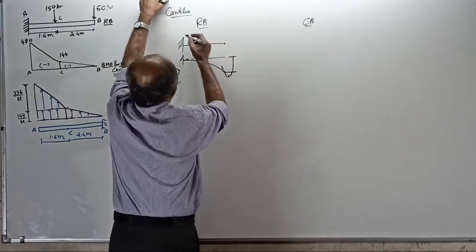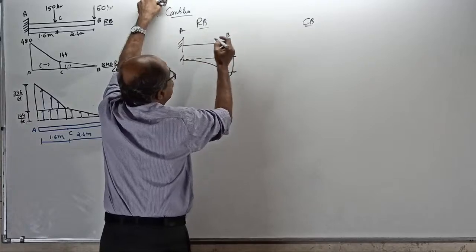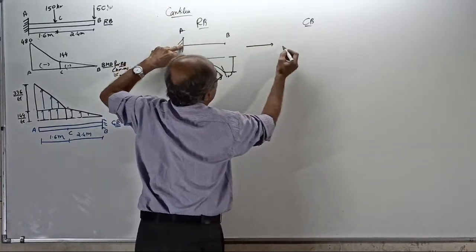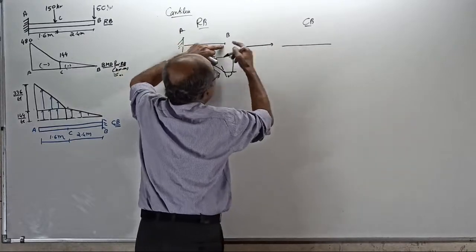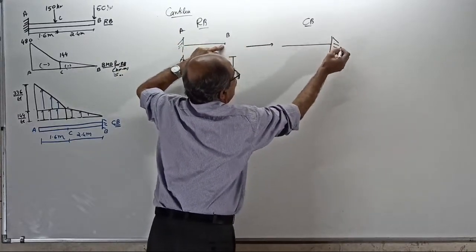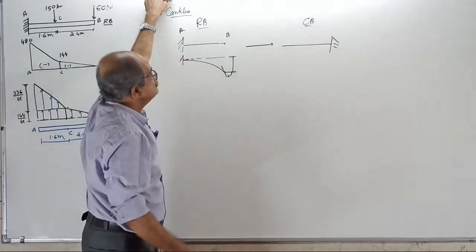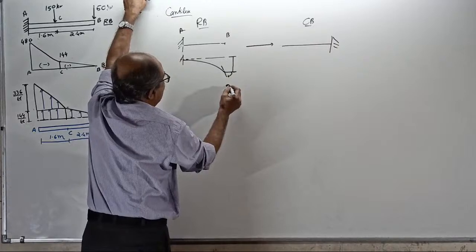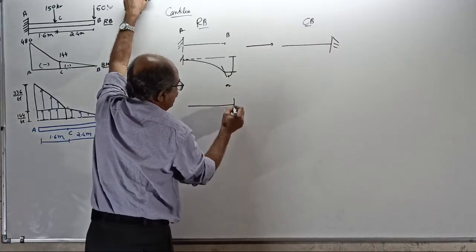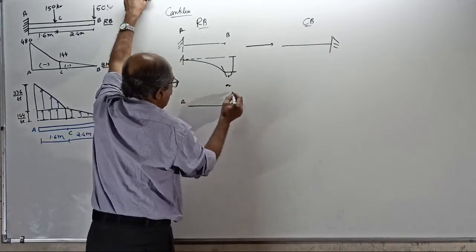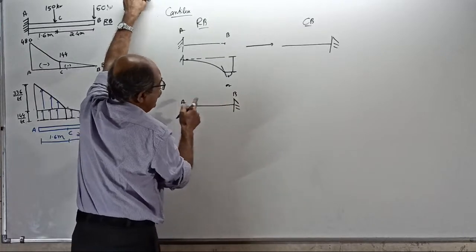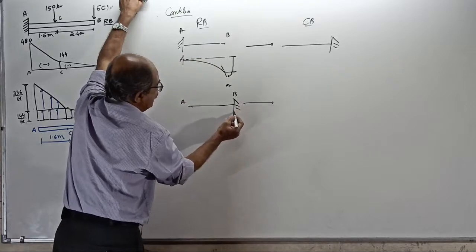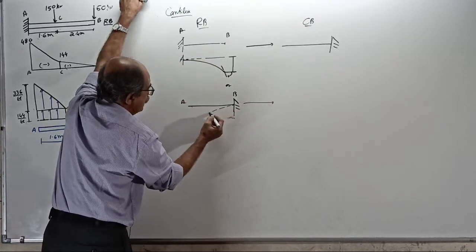This real beam, if I call it AB, don't memorize AB. The fixed end will become a free end, and the free end will become a fixed end in the conjugate beam. See, the real beam here, that is the conjugate beam. Or if the real beam is like this, AB, again don't memorize AB, free at A, fixed at B, then this will change here. The elastic curve will come like this.